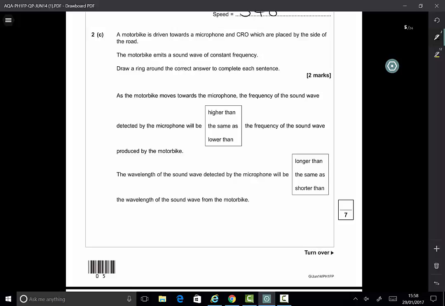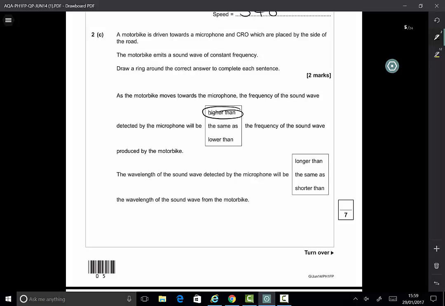Draw a ring around the correct answer to complete each sentence. As the motorbike moves towards the microphone, the frequency of the sound wave detected by the microphone will be something the frequency of the sound wave produced by the motorbike. So if the motorbike is moving towards the microphone, the sound waves are going to be more compressed. So we're going to have more waves per second, so the frequency is going to be higher than the frequency of the produced wave.